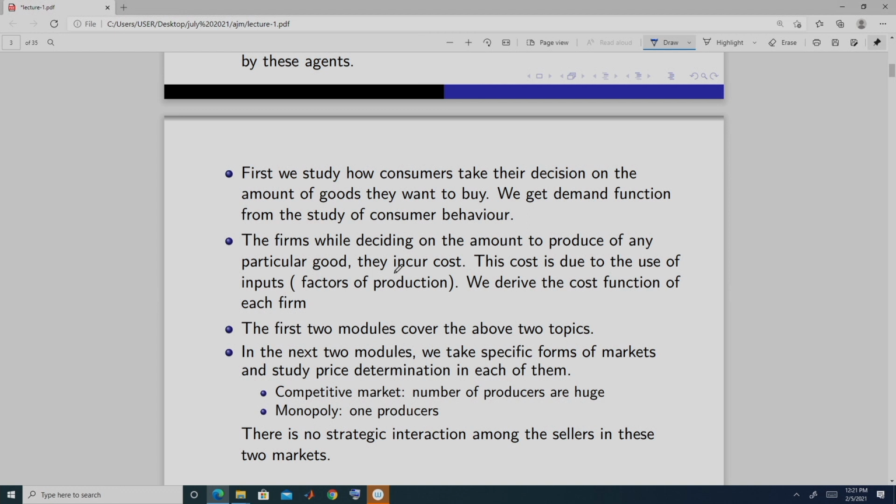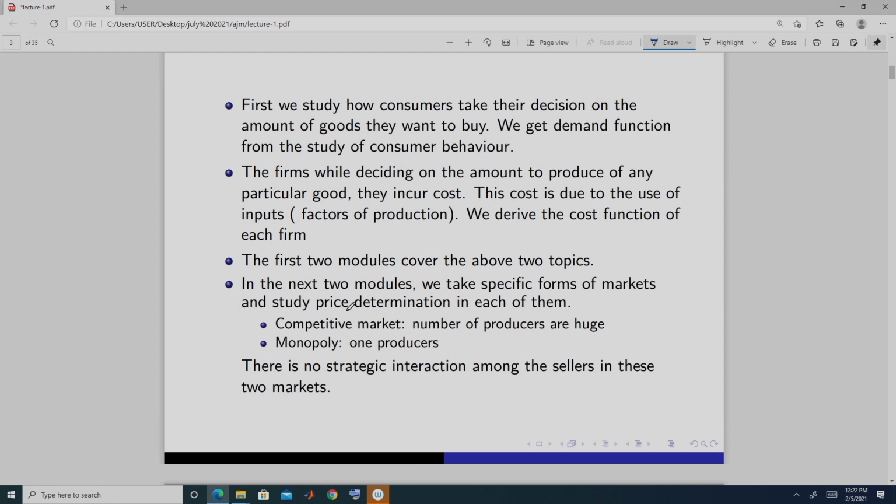And the firms, while producing output, need to employ inputs like land, labor, and capital, that is machines, and so they incur cost in hiring these inputs. So that will give us something called the cost function, and so we will derive the cost function in this second module, where we will study how the firms take decisions regarding the inputs that they are going to employ.